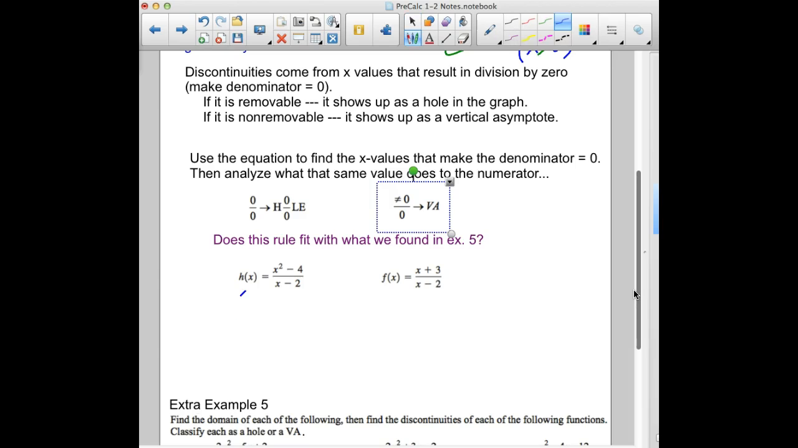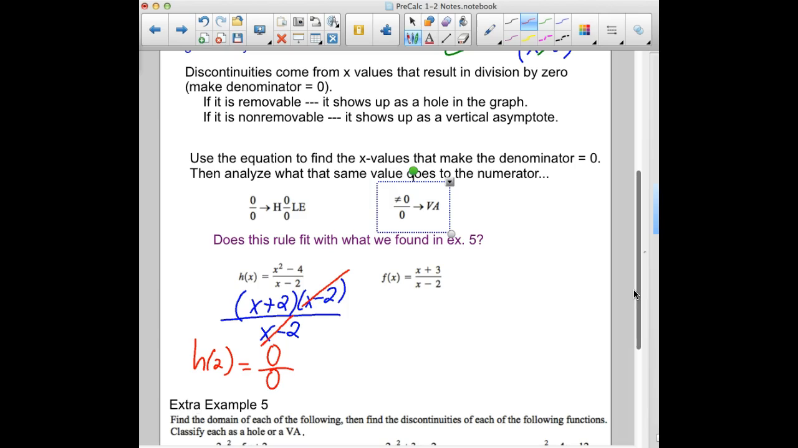We said this one could be factored into (x plus 2)(x minus 2). And we said we could eliminate this, so we said it was a hole. If we plug in that 2 value, h of 2, on the top, we have 2 squared minus 4, which would be 0, and we have 2 minus 2 on the bottom, which is 0. We get 0 divided by 0. That means it was a hole.